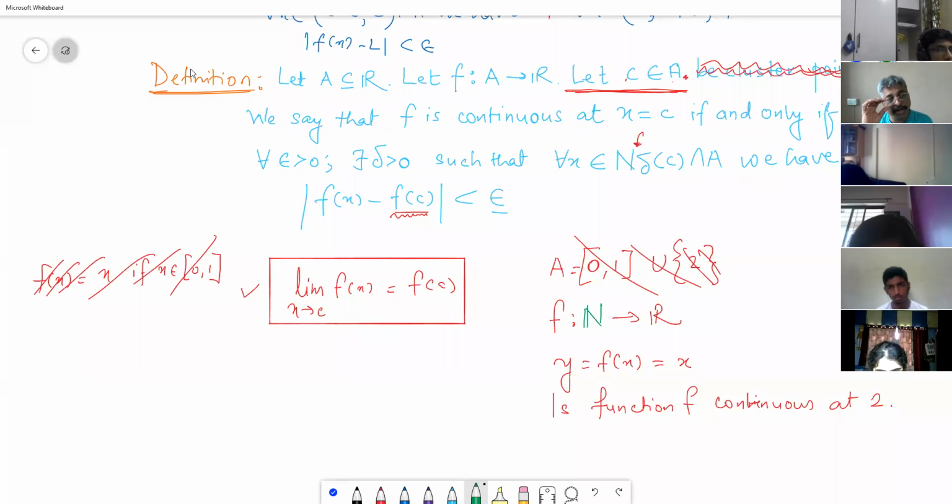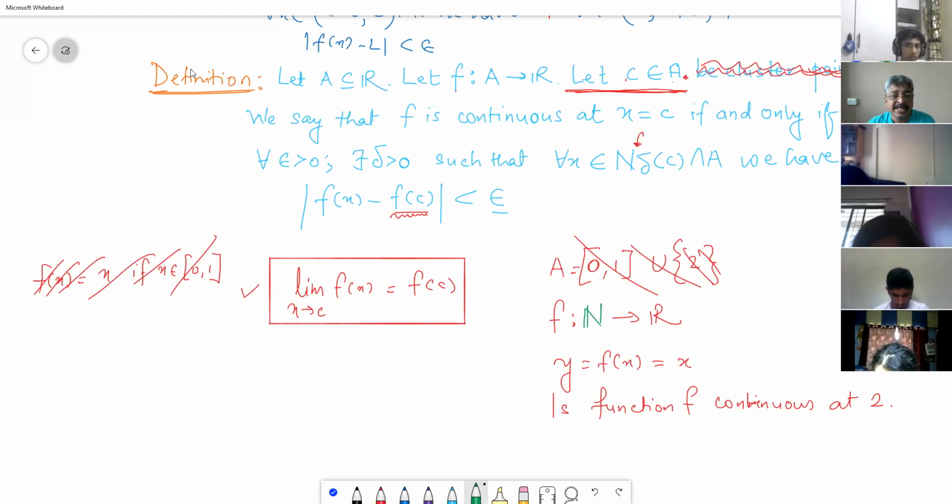Maybe in physics you have been taught that a function is continuous if you can sketch it without lifting the pen. That is also correct, so it is basically correct in the majority of cases. But suppose I define a function from natural numbers to real numbers and I say y is equal to x, then is the function continuous at 2? Yes. Is it continuous at 5? Yes. Is it continuous at 500?